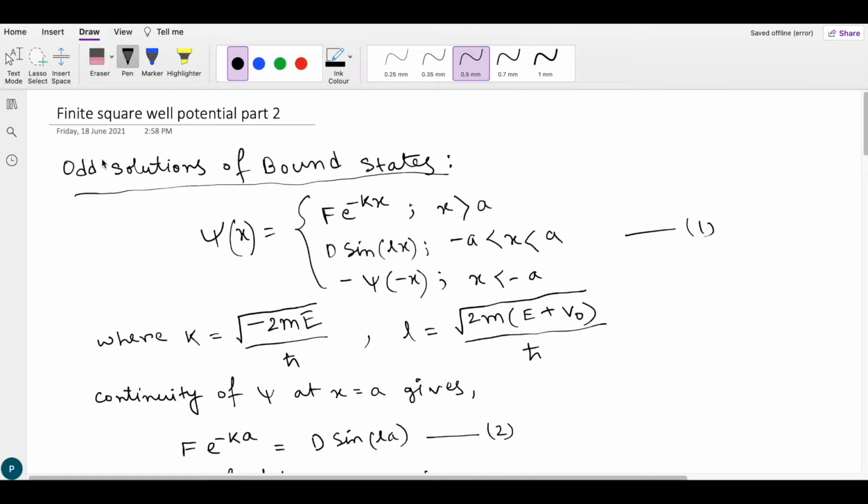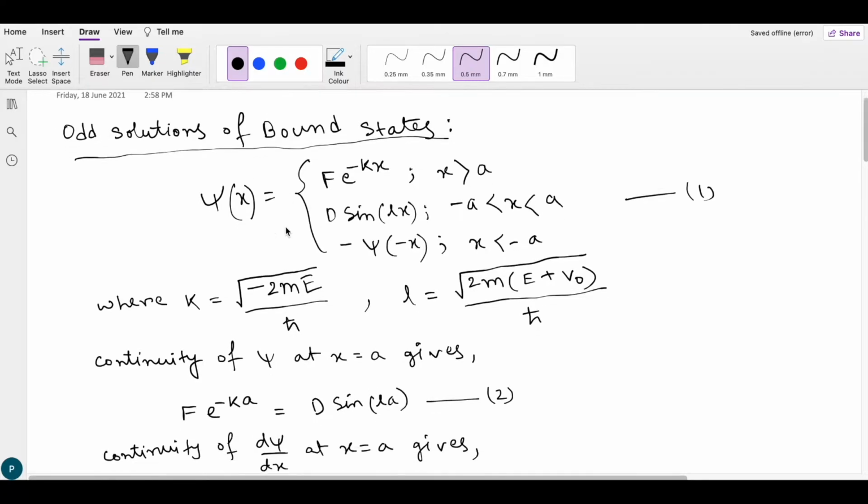Today we will continue our discussion about the finite square well potential. In the previous lecture, we discussed the even solutions of the bound states. Today we will be discussing the odd solutions of the bound states.